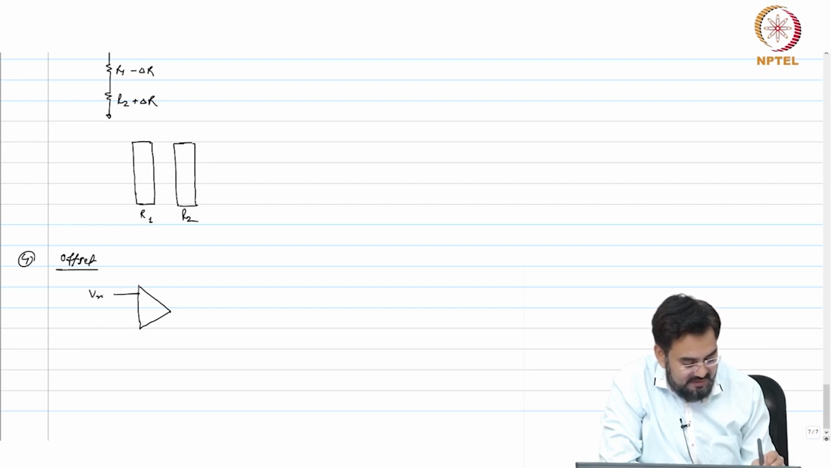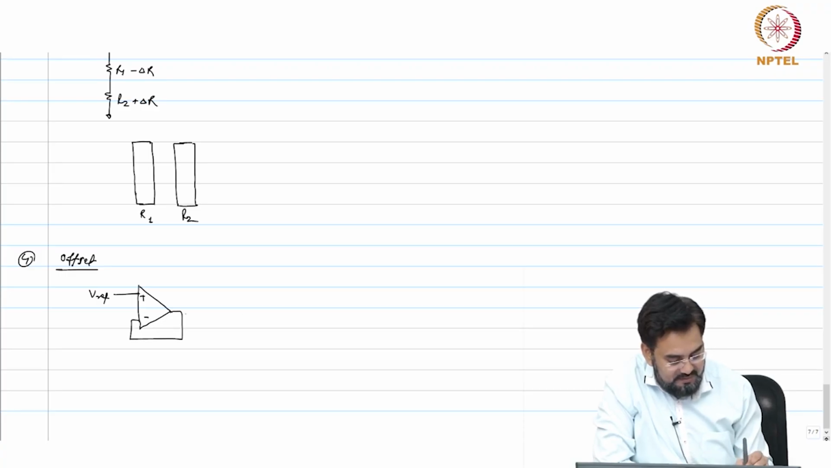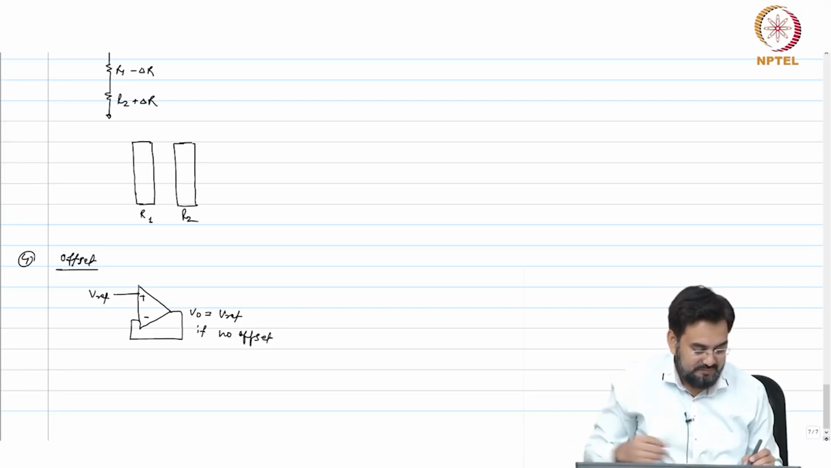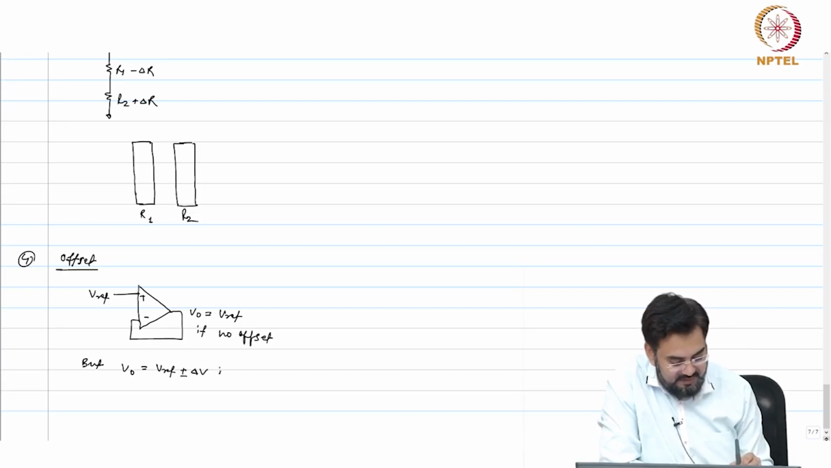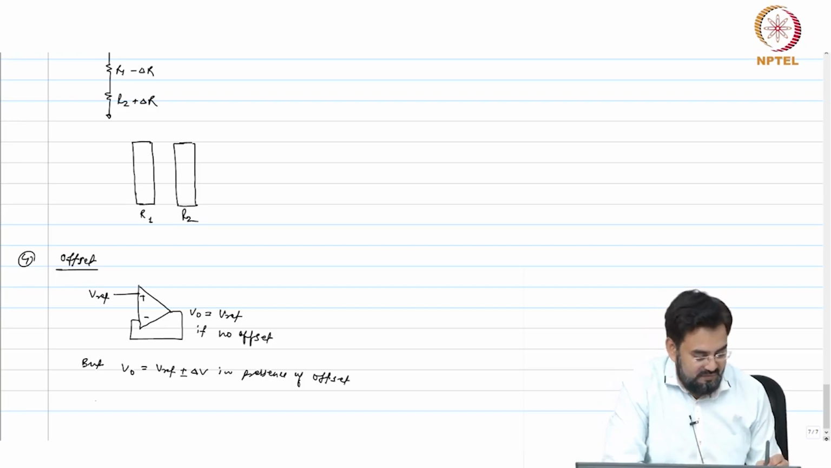If this is, let's say, Vref and I connect it in the unity feedback, so your Vout equals Vref if no offset, okay, but Vout equals Vref plus minus delta V in presence of offset.